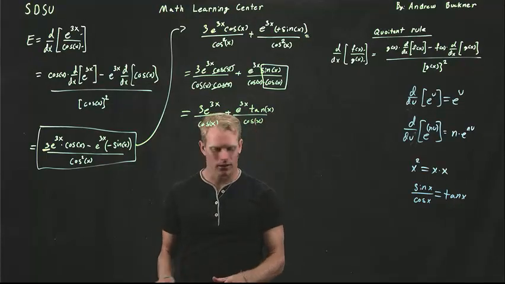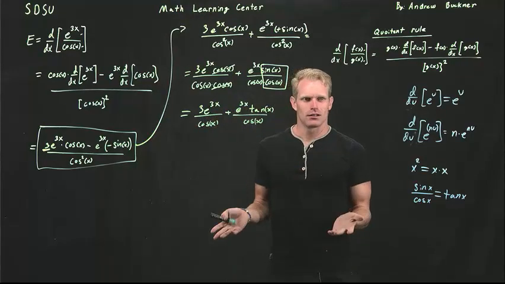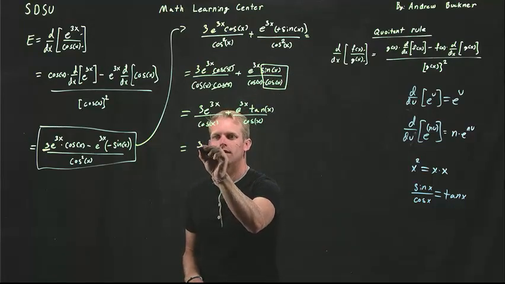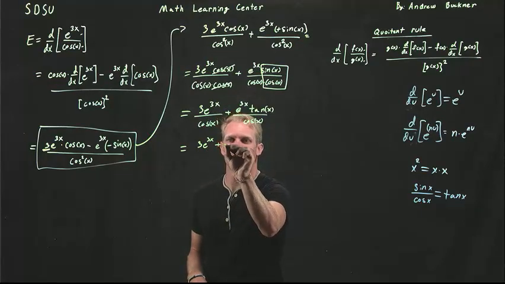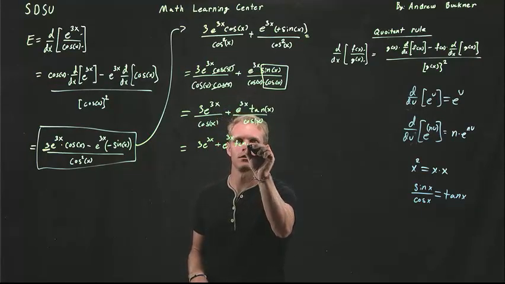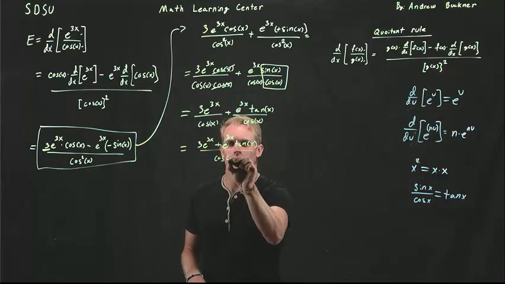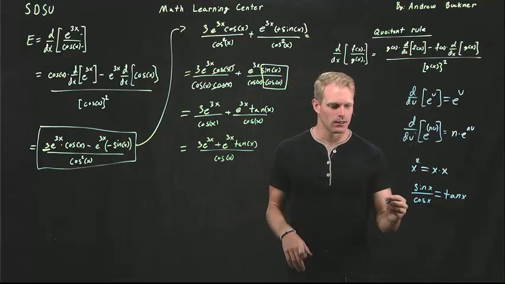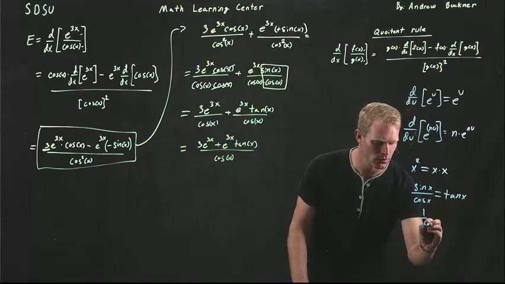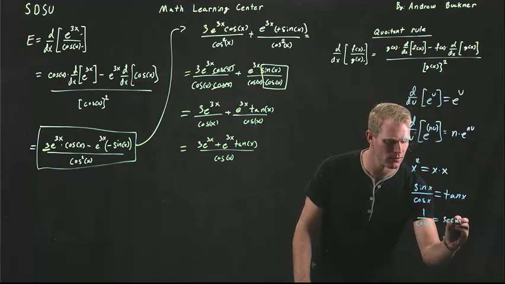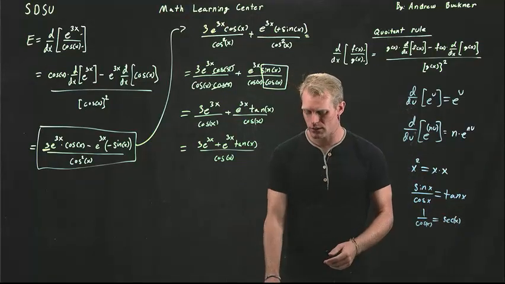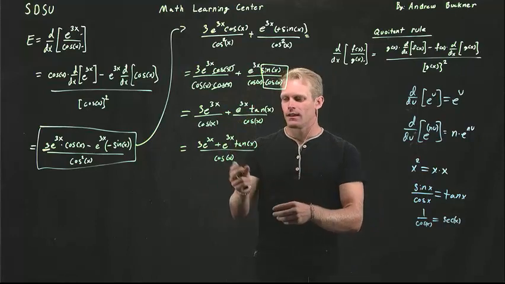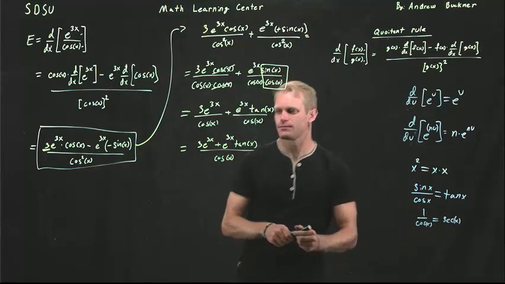The next thing is I've got cosines in both denominators, so I can combine both terms so that I get 3e to the 3x plus e to the 3x tangent of x all over cosine of x. The next identity, because I really want to simplify this a little further, is that 1 over cosine of x is equal to secant of x. And because, like we did up here when I split the cosine squared into both terms, I can then multiply this secant of x into both of these terms, like so.